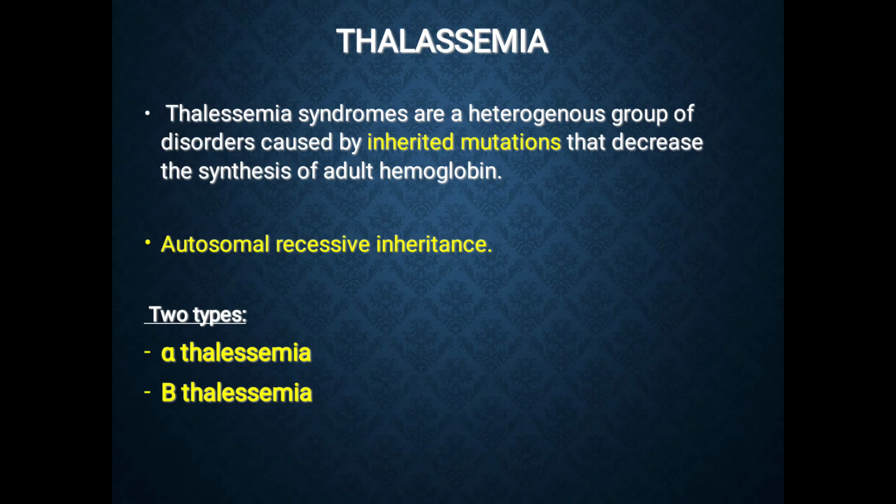Coming to thalassemia as such, usually thalassemia is due to deficiency in production of the chains, that is usually alpha or beta chains. When there is alpha chain deficiency, it's called alpha thalassemia. When there is beta chain deficiency, it's called beta thalassemia. It is an autosomal recessive disorder.